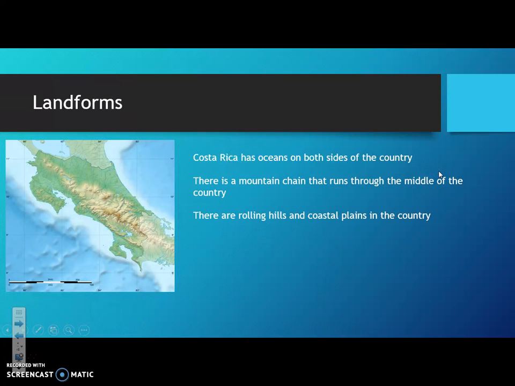Now, in Costa Rica, you can look at the map, and it has oceans on both sides of it. We have the Caribbean Sea up in here, and then you have the Pacific Ocean down here. Now, there is a mountain chain that runs down the middle of Costa Rica. There are also rolling hills and coastal plains on both sides. So Costa Rica offers you a little bit of everything as far as the landforms are concerned.